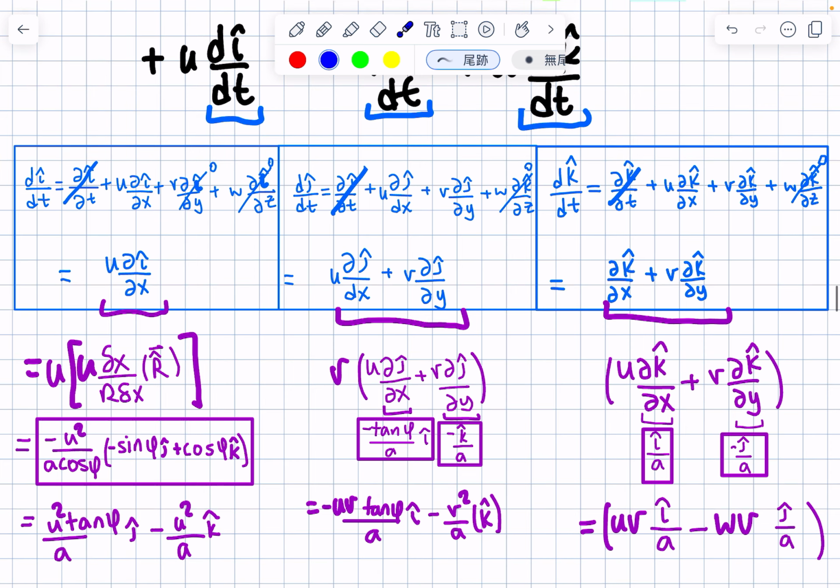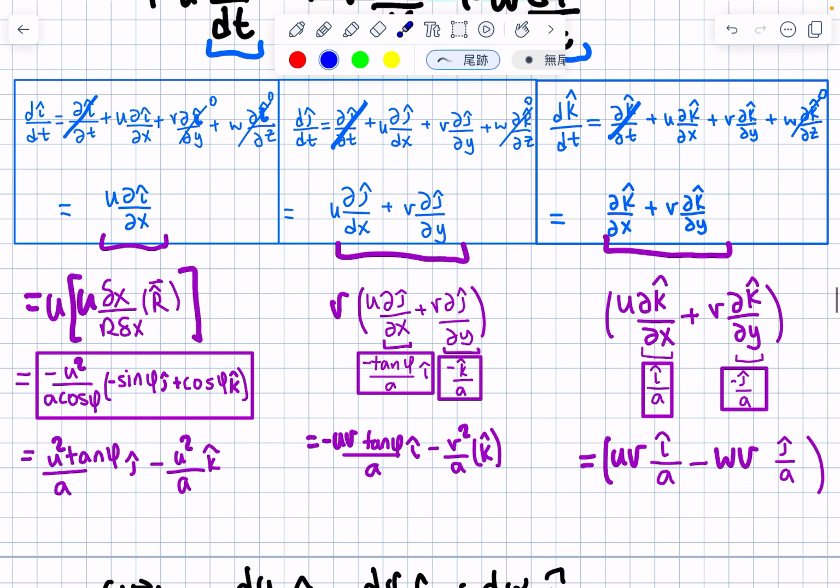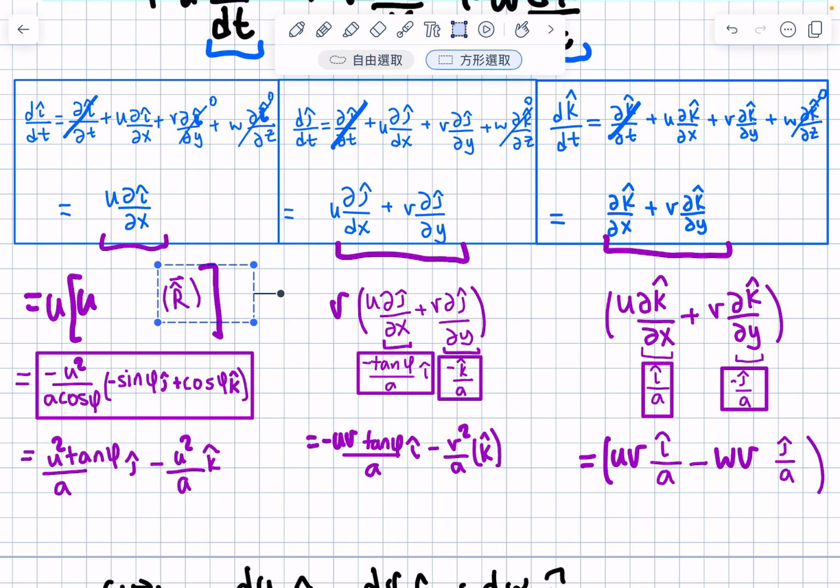So I will show at the end of the video how we deal with the partial i partial x term. But for now, we know that partial i partial x is equal to, and let me correct this. This is not correct. This would be 1 over a cosine phi.